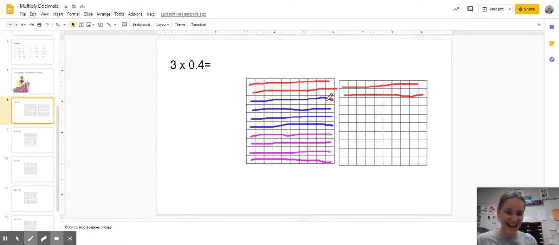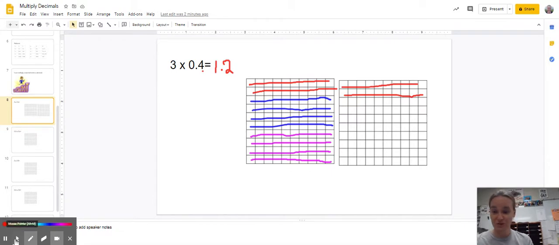See how this entire block is colored in? So that's 1 whole plus 2/10 of another. So that's 1 and 2/10 that I just colored in. And that makes sense, doesn't it? Because 3 times 4 is 12, and I'm moving my 4 one place value back, so I move my decimal one place value back. Okay? 1 and 2/10. So far, so good. Hopefully, this is what we've already practiced.